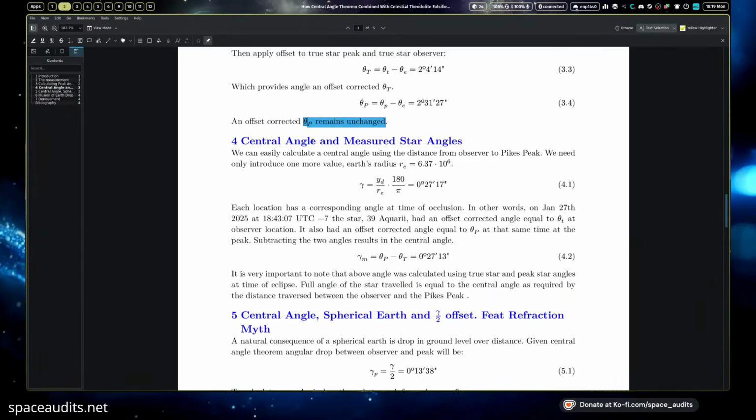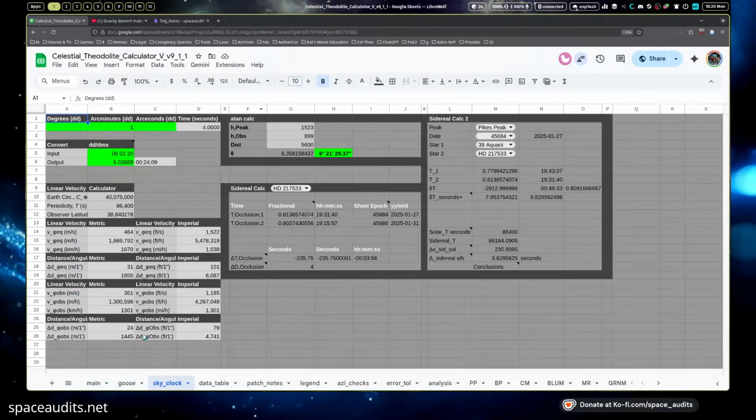So, central angle and measured star angles. We can easily calculate the central angle using the distance from the observer to the peak. We only need to introduce Earth's radius. To get the central angle, you do distance over Earth's radius, and then to convert it into decimal degrees, 180 over pi, and that gives you what would be 27 arc minutes there. So we have that over here in the sheet.